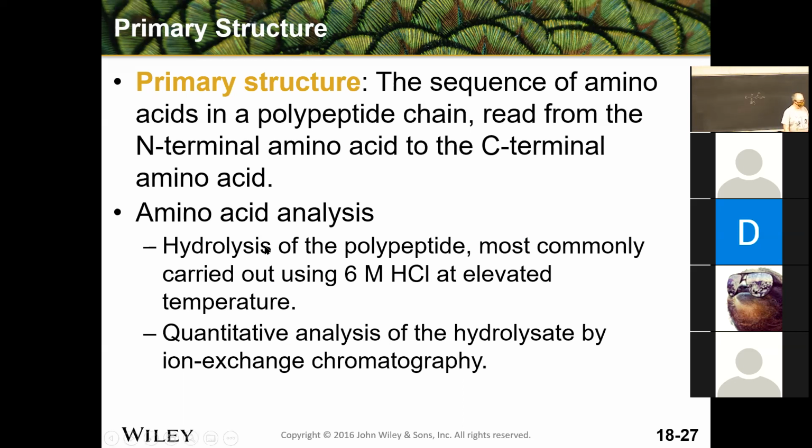Okay, we can determine the amino acids by hydrolysis of the polypeptide. This can be carried out in, for example, 6 molar HCl at elevated temperature. Actually, I'm sorry, this will tell you which amino acids are present, not necessarily the sequence. So the quantitative analysis of the hydrolysate takes place by ion exchange chromatography. This will tell you what amino acids are present, because we use HCl just to hydrolyze everything.